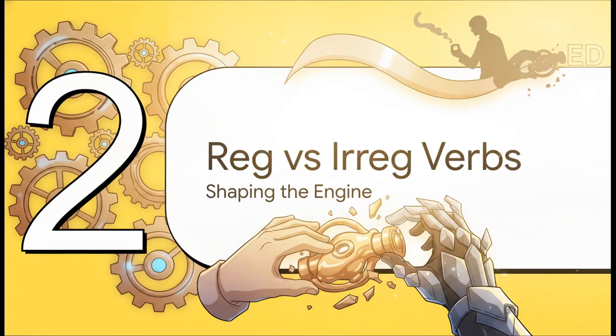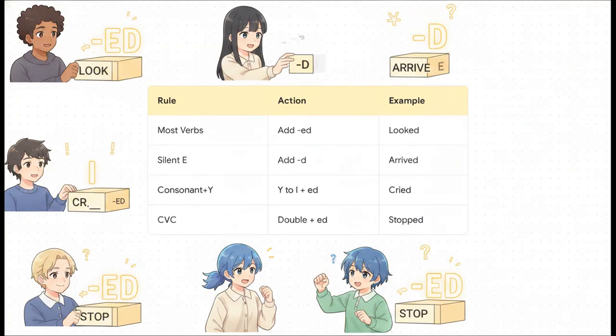Moving right along to Section 2, Regular versus Irregular Verbs. Let's look at shaping the engine. Now, creating a regular past tense verb might seem as easy as just slapping an ed onto the end of a word, right? But to write accurately, you absolutely must master these 4 structural spelling rules. Consider this your essential study hack.